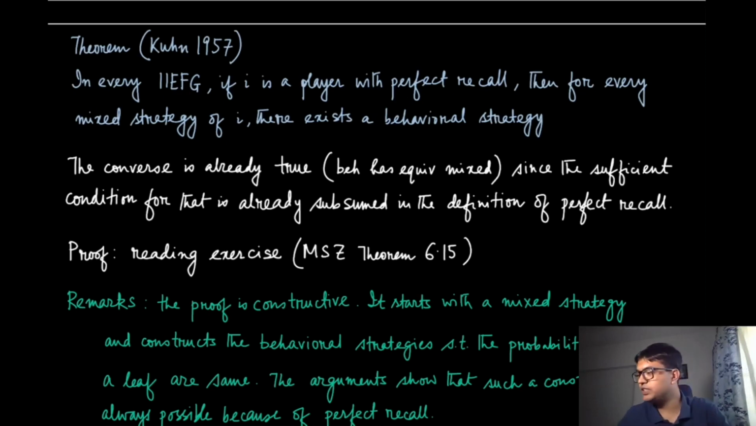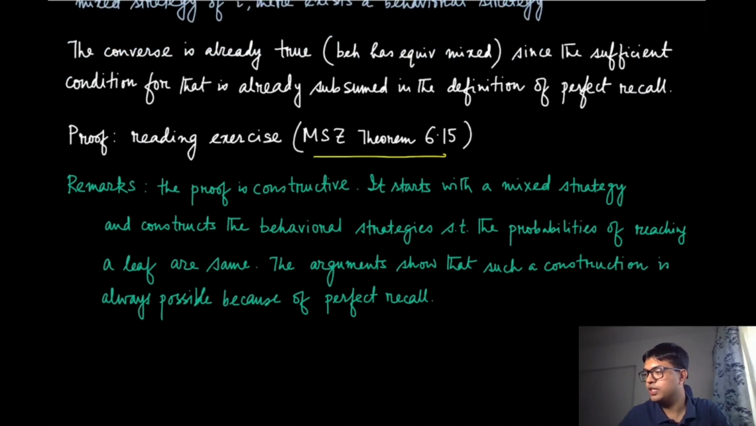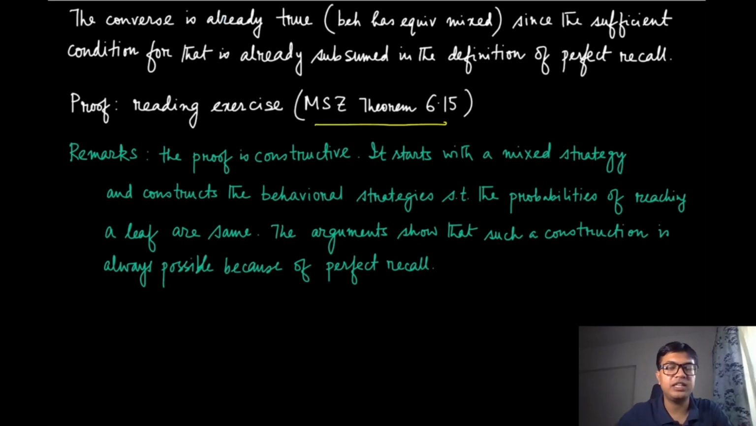So I'm not going to prove this. This is straight from the book of Maschler, and this theorem 6.15 can be read in order to find the corresponding proof. Let me give you the intuition. It's a constructive proof. It starts with a mixed strategy and essentially constructs the behavioral strategy such that the probabilities of reaching every leaf node are the same. And this argument essentially uses the definition of perfect recall; such a construction is always possible because it's a game of perfect recall.